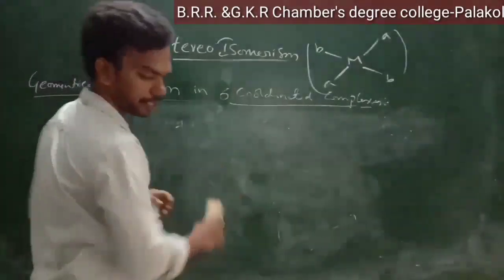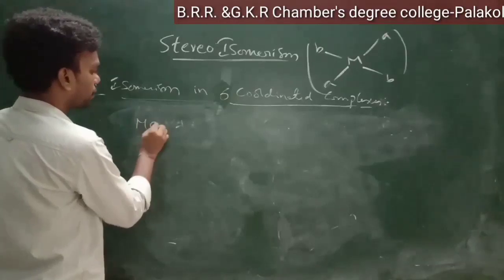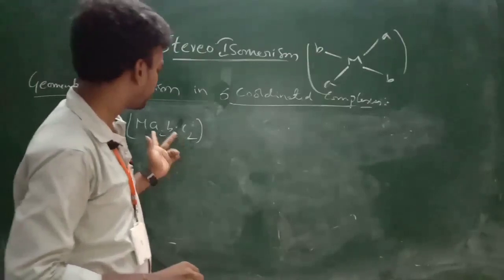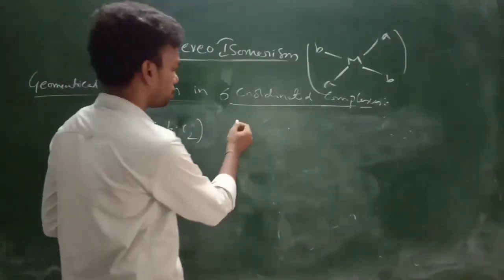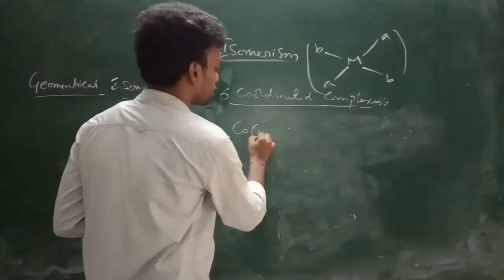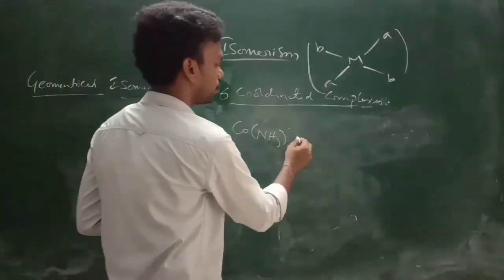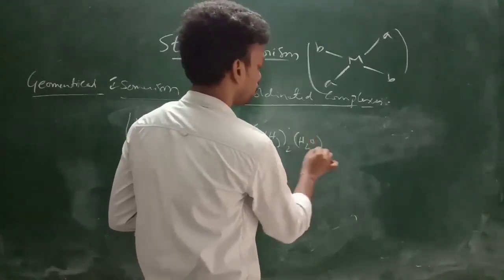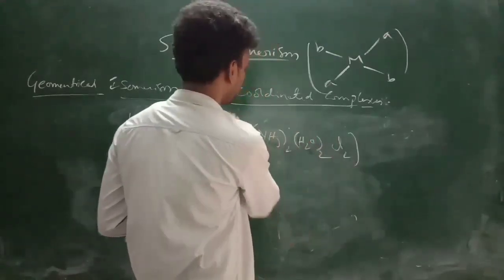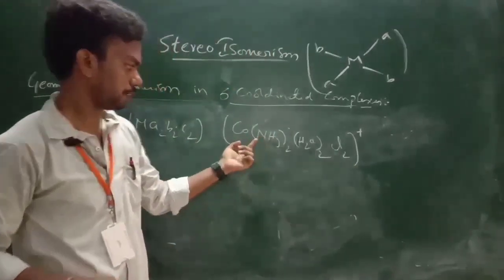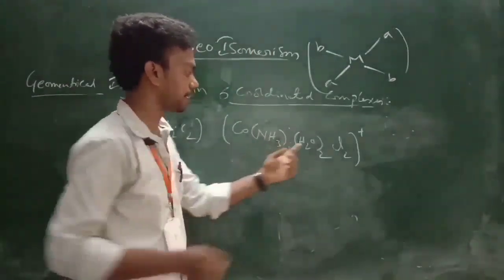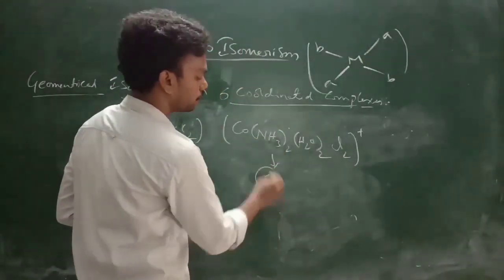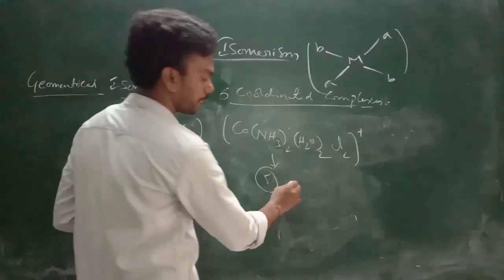Octahedral complexes of the type M A2 B2 C2. Let's take an example: Co NH3 twice, H2O twice, Cl2. The complex Co(NH3)2(H2O)2Cl2 will show five geometrical isomers.